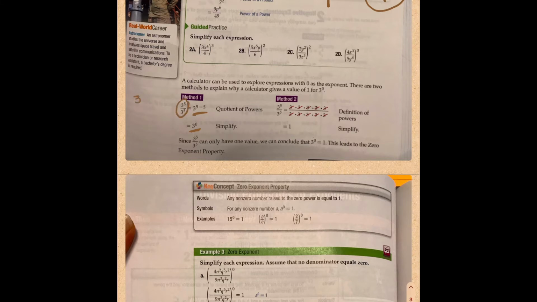If I have all those 3's over all those 3's and I line them all up and cancel them, remember that we don't cancel and leave behind zeros, we leave behind 1's. And all these 1's simplify to just be 1. 3 to the 0 is actually 1. Method 2 actually looks pretty much the same because I just wrote that out when I was looking at method 1. So either way, what we have here is the 0 exponent property.